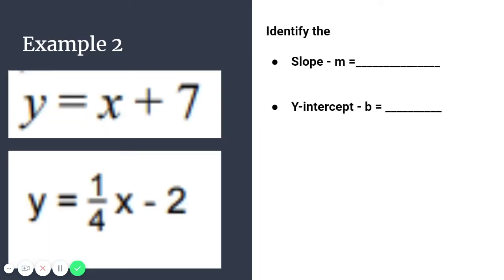Here is example number 2. You are asked to do the same as with example 1. You are using these 2 equations to identify the slope and the y-intercept for each. Please pause the video, write down your responses, then resume the slideshow so that we can go over the answers together.